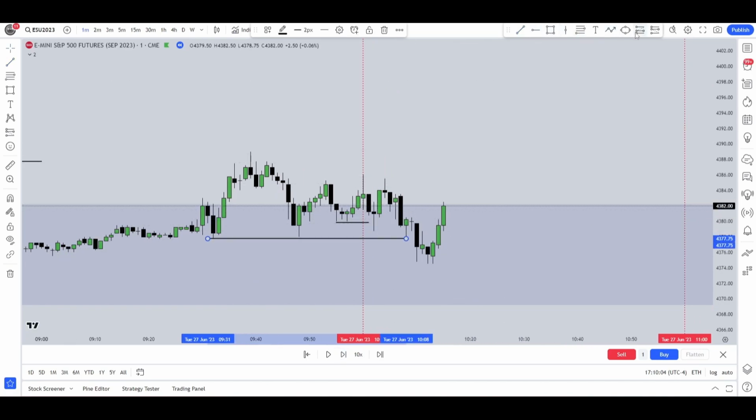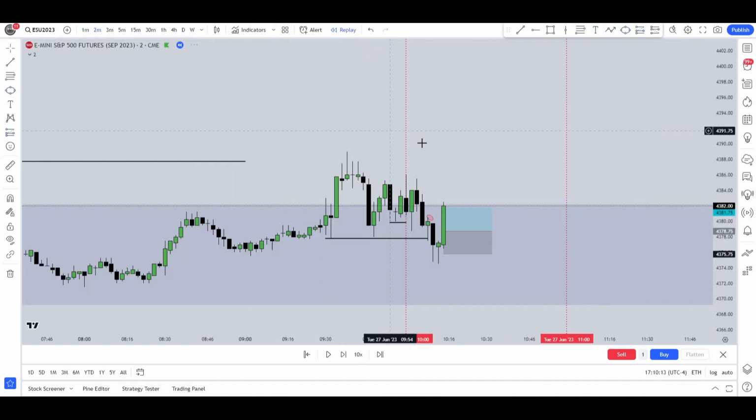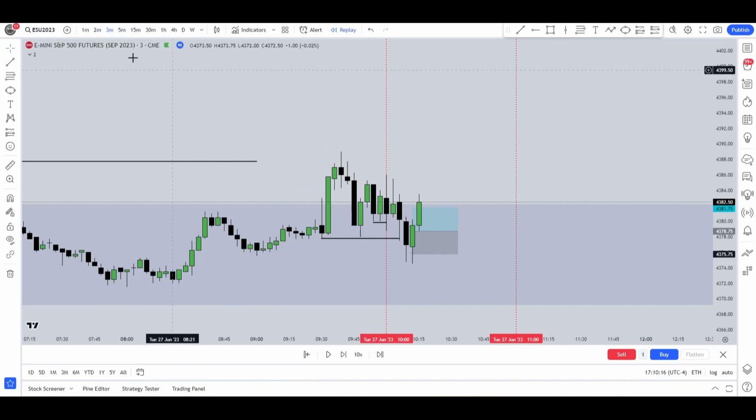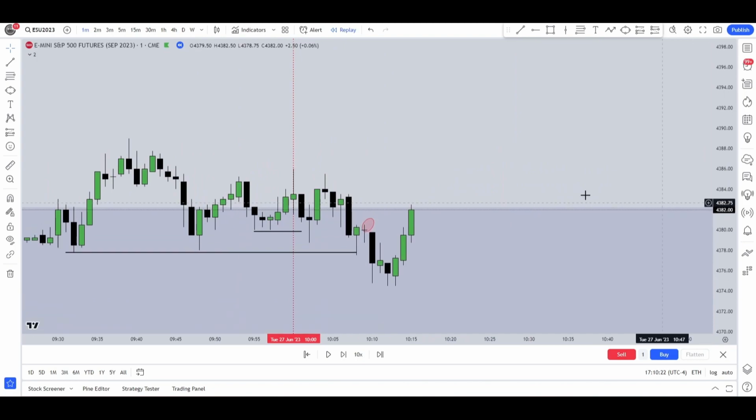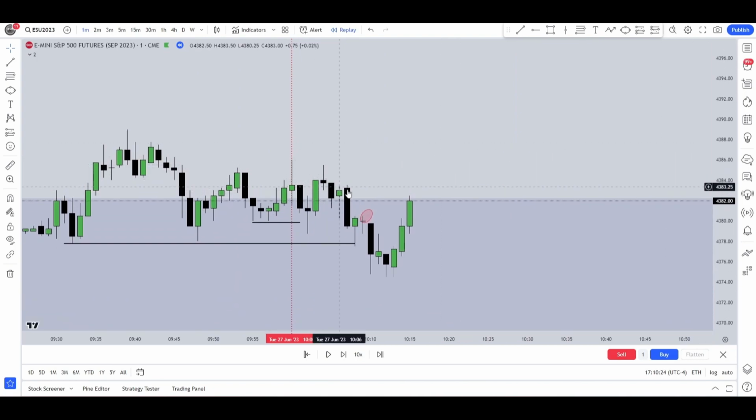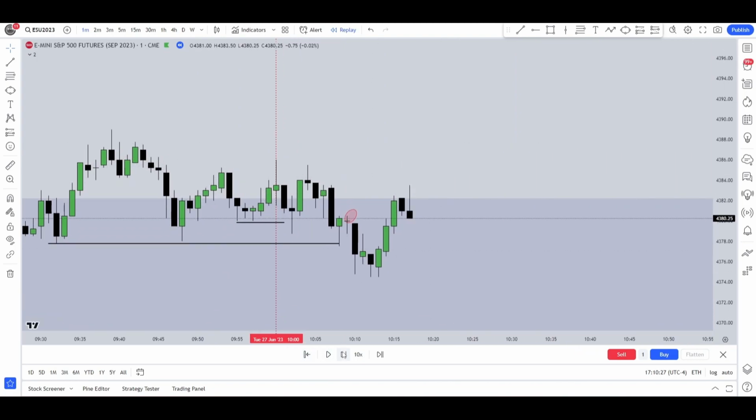If you have a really aggressive entry, you can enter right here, but you could also look at the 2 or 3 minute time frame if you want more confluence, and you can see we didn't take out a swing high. So I wouldn't personally enter right here. I would wait for this to get swept or this to get swept for a better entry, or a safer entry in my opinion.